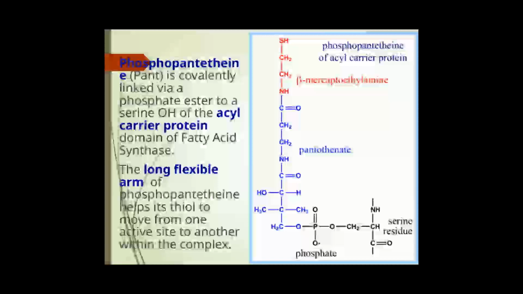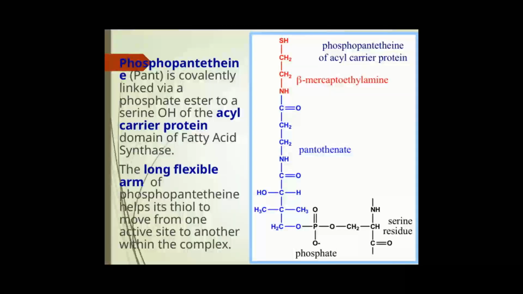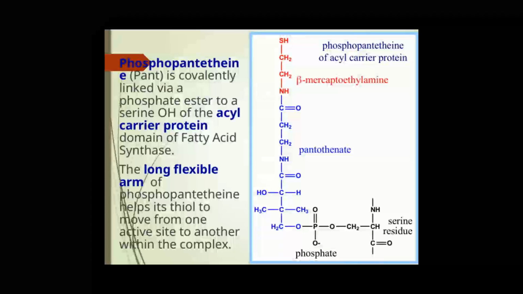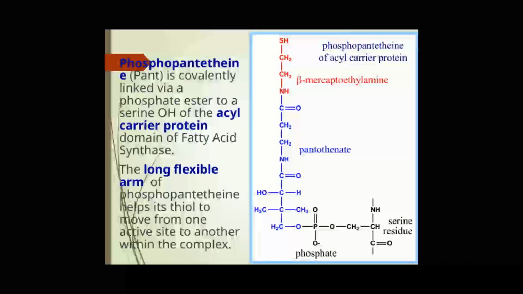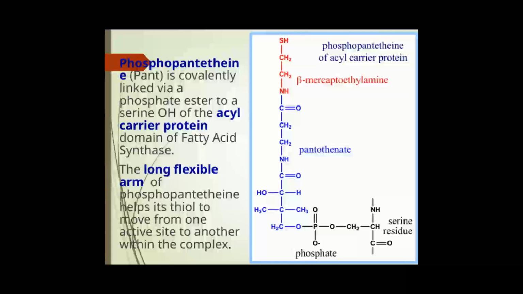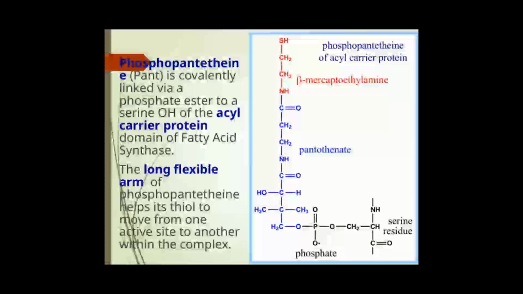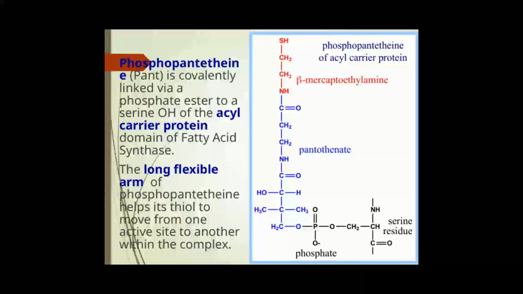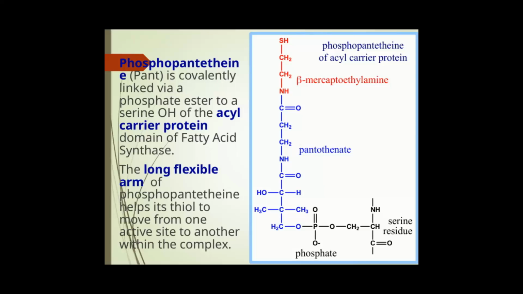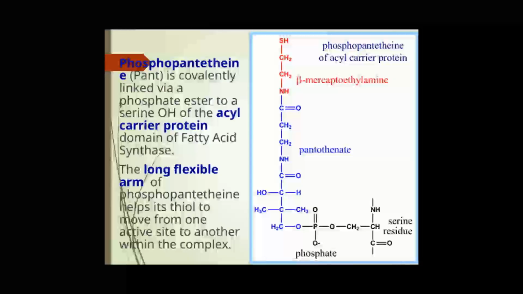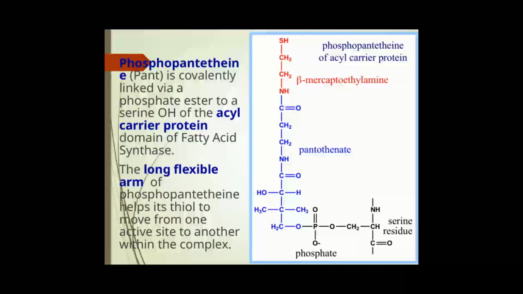What's really fascinating is the structure of phosphopantethine itself. It has a long, flexible arm, which acts like a swinging tether. This flexibility allows the thiol group at the end of the arm to move freely from one active site to another within the enzyme complex. This mobility is essential for the function of fatty acid synthesis. It ensures that the reactive thiol can shuttle substrates efficiently between different catalytic centers, streamlining the entire process. So, in the context of our overall discussion on enzyme efficiency and complex coordination, phosphopantethine plays a key role by acting as a dynamic carrier, keeping the synthesis process smooth and coordinated.